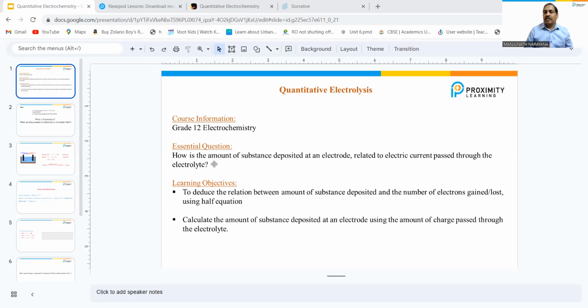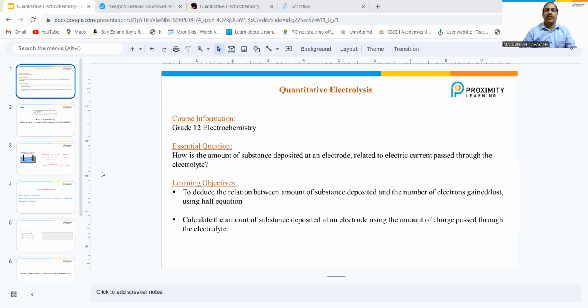The learning objectives are to deduce the relation between amount of substance deposited at the electrode and the number of electrons lost or gained. So this relation we can deduce starting from the half equations, oxidation half equation or reduction half equation. And then the next learning objective is to calculate the amount of substance deposited at an electrode using the amount of charge that is passed through the electrolyte solution.